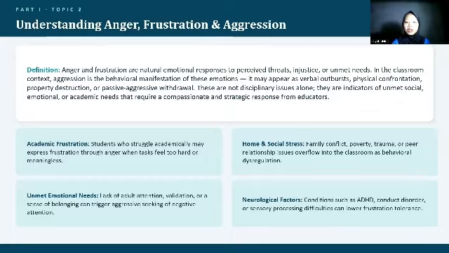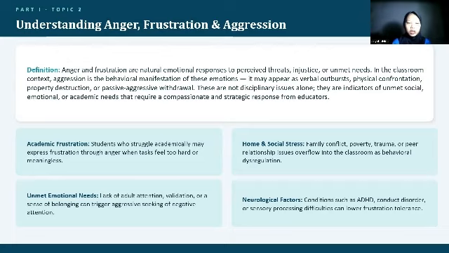These are not disciplinary issues alone. They are indicators of unmet social, emotional, or academic needs that require a compassionate and strategic response from educators.